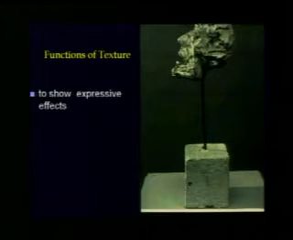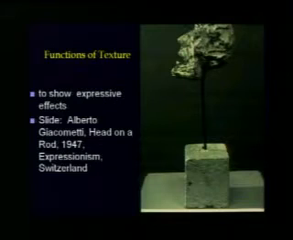Another way that texture can be used is for expressive effects. Here, this artist has created this head, almost looks like a skull, by pouring melted bronze into a mold. And he could have smoothed off that surface so that it looked all very shiny and very smooth. But he wanted to leave the surface looking very rough, sort of as if it's been gouged, in order to create the feeling that this is a human that's sort of been attacked.